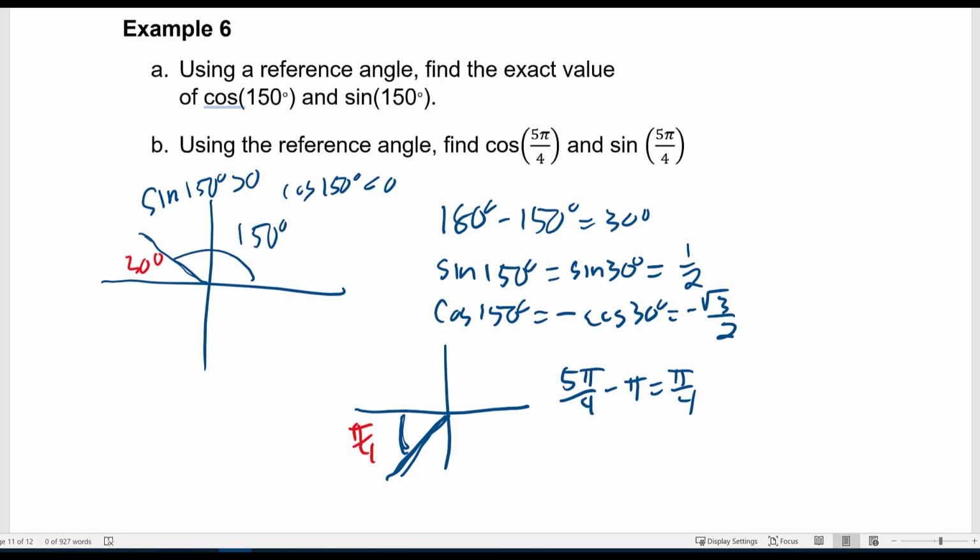Now, think about this. In this quadrant, cosine is going to be negative, sine is negative. They're both negative. X and y are negative down there. So sine of 5 pi over 4 is going to be the negative of sine of pi over 4, which is then going to be negative square root of 2 over 2. Cosine of 5 pi over 4 is going to be the negative of cosine of pi over 4, which is negative square root of 2 over 2. Fun stuff.